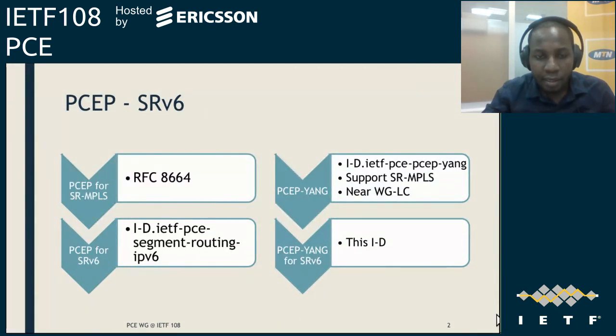Okay, in this slide, we are trying to give some history about the latest developments that we have had on this subject for the PCEP protocol. On the left-hand side, you have the protocol extensions. You have that for the SR-MPLS as defined in the RFC 8664. You have the protocol extension for SRv6, which is an internet draft currently. When we go on the right-hand side, we have the support for the SR-MPLS, which is near working group last call, which has been added to the basic YANG.